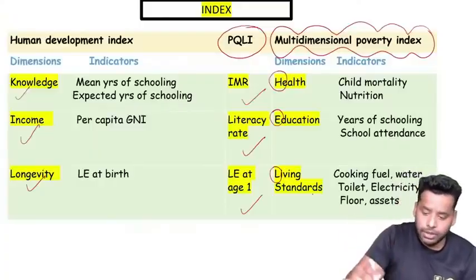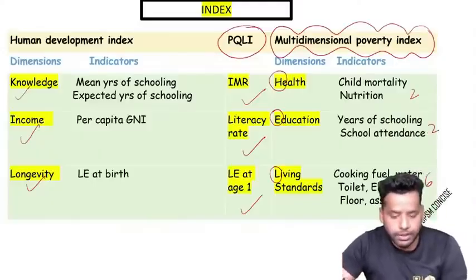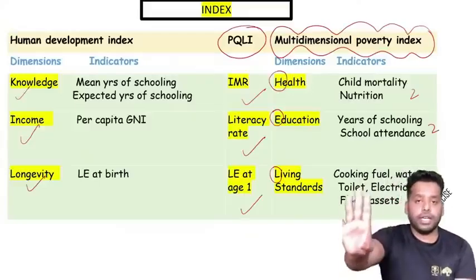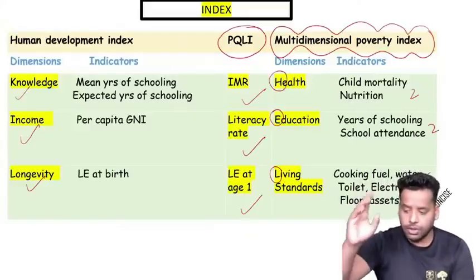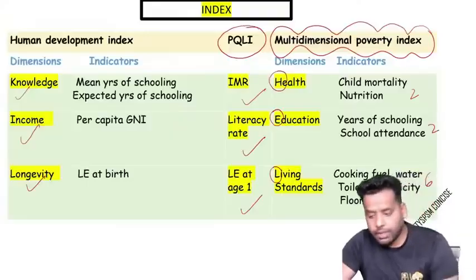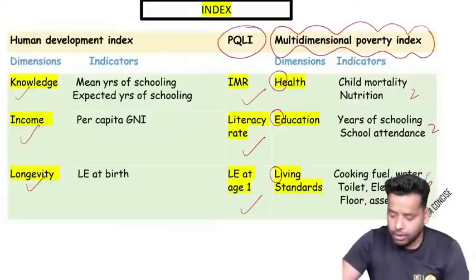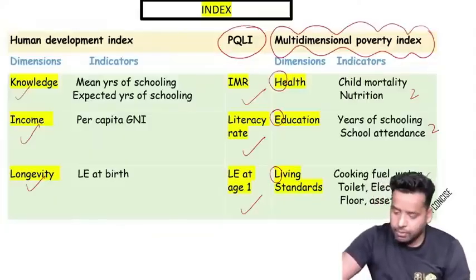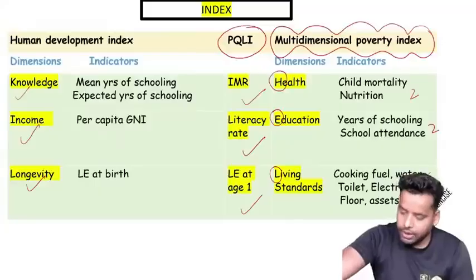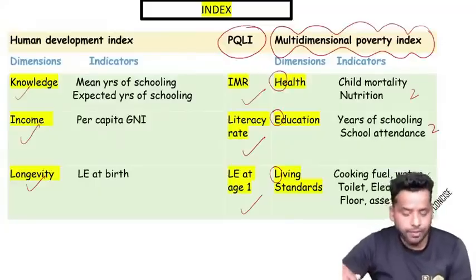Within these three dimensions, there are a total of 10 indicators. So the multi-dimensional poverty index will have 3 dimensions and 10 indicators. Tell me true or false. 3 by 10. I want everyone to type this: 3 dimensions and 10 indicators.